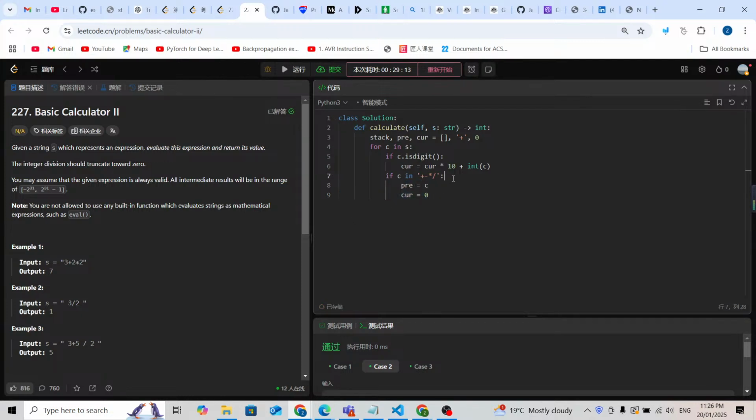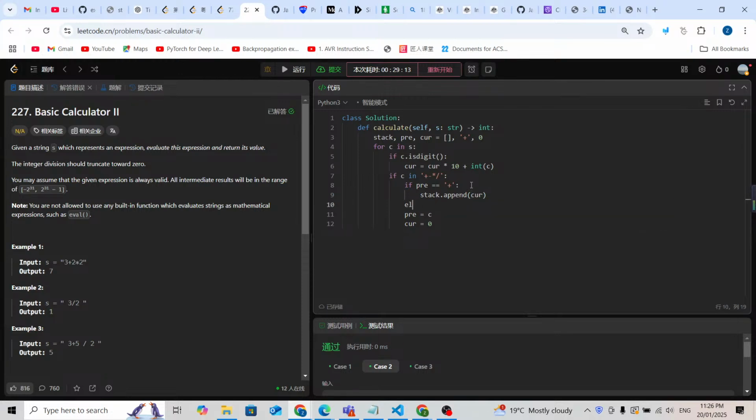So this is a reset. But before that, I need to check the previous sign. From the beginning this is going to be a positive sign, because I set it to a positive sign. This means I need to put 3 inside of the stack. So if the previous sign is a positive sign, I need to put it inside of the stack, so I'm going to append the current number.